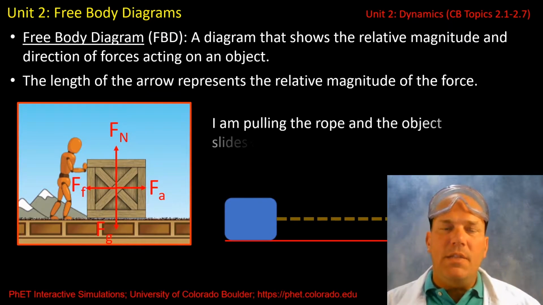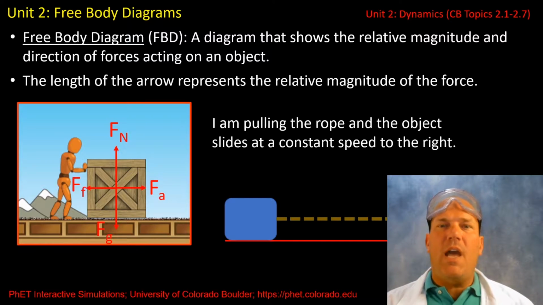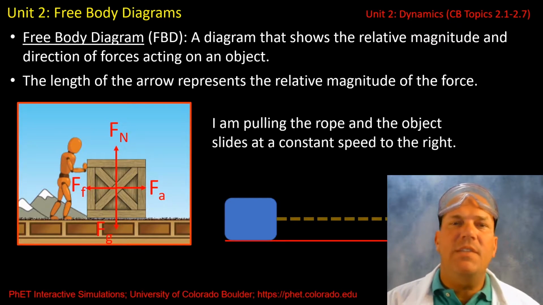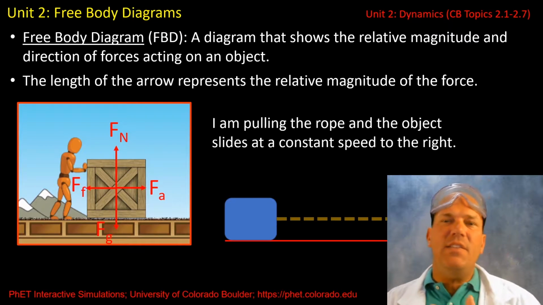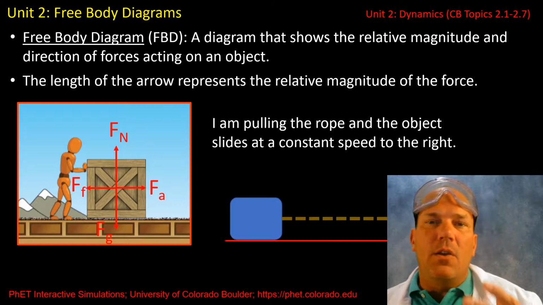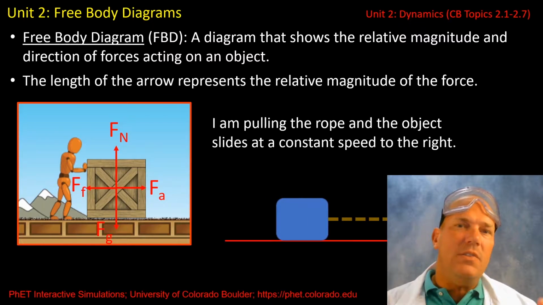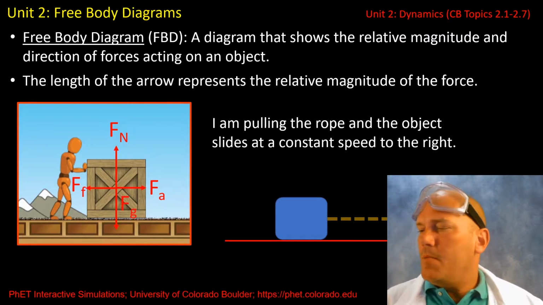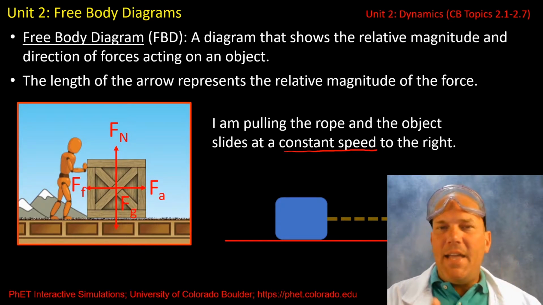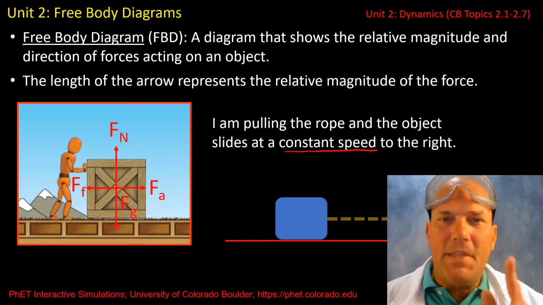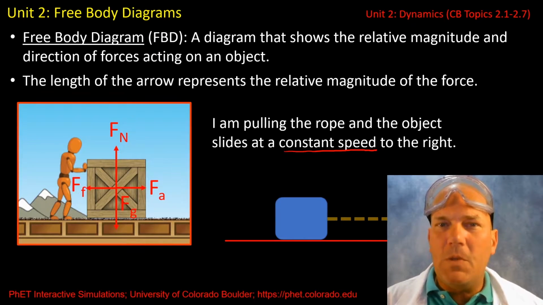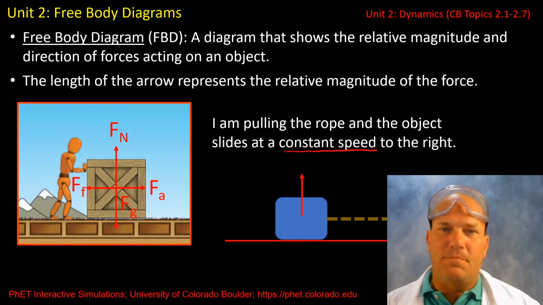Now, let's look at this scenario in which I am pulling the rope, causing the object to slide at a constant speed to the right. So let's go ahead and look at that. All right, so in that particular scenario, I am going to for sure underline this, a constant speed. That's important to keep in mind. Pause the video and see if you can identify the forces acting upon this object.